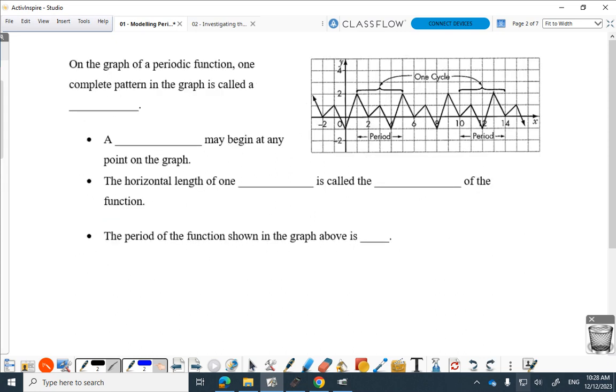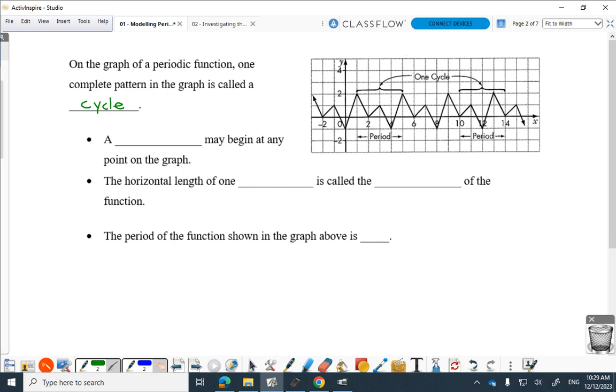On the graph of a periodic function, one complete pattern is called a cycle. I gave it away. I already knew what the word was going to be. It's called a cycle. And you can see that in that little graph there. It shows one cycle. So there's a repetitive pattern here.